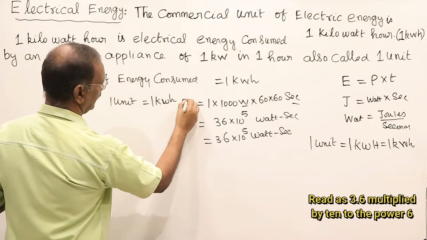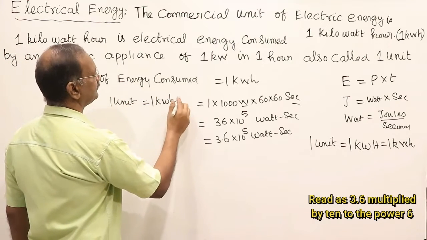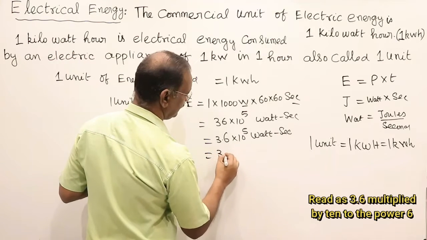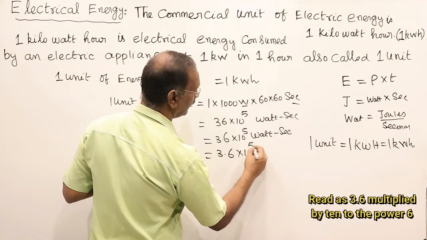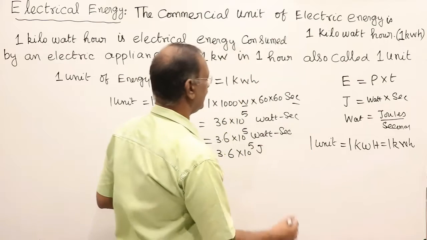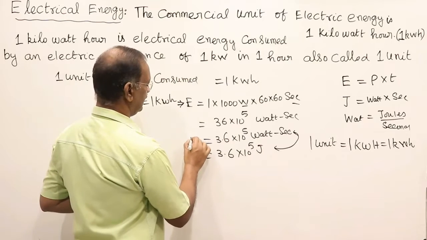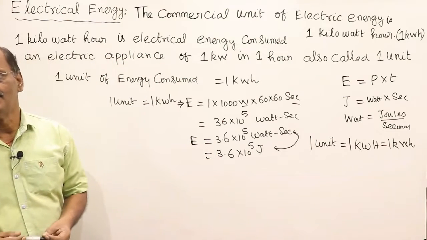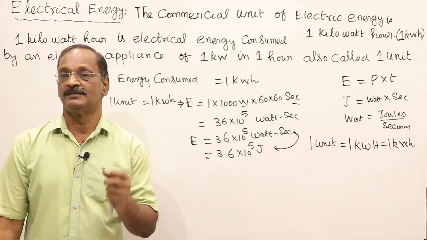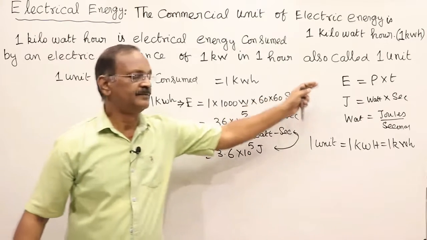Since it is an energy, what is energy? Energy consumed is equal to 1 kilowatt hour. Its unit is not watts; we can write 3.6 into 10 to the power 6 joules, because watt into second is equal to joule. It may be expressed in joules also, and generally it is in joules. So 1 unit of electrical energy means 3.6 into 10 to the power 6 joules. The conversion we are well aware of.